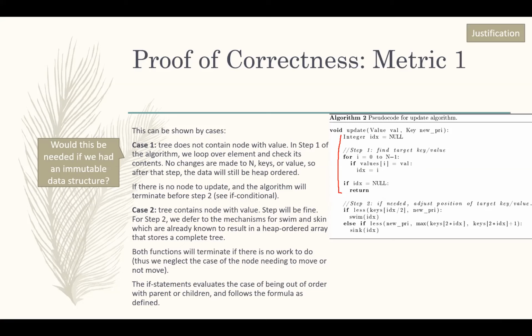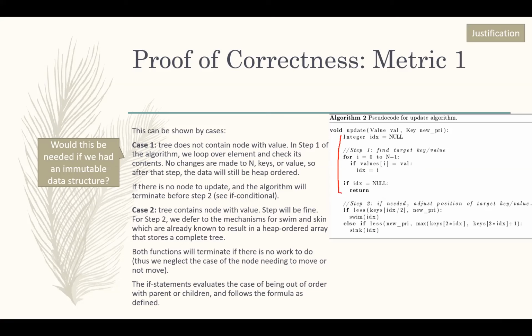And if I can't find a thing I'm told to update, then it also means that there's nothing out of order for me to change, right? So in the first case, I say basically, assume that there's nothing to update. All is well. I don't break the tree. I don't make enough changes to break it.